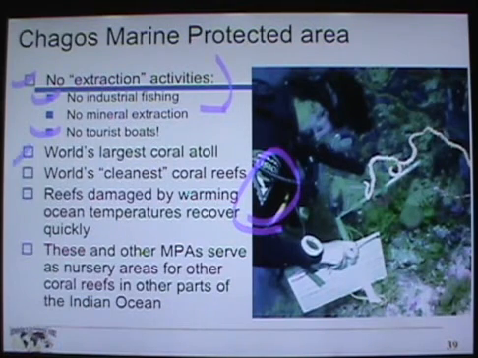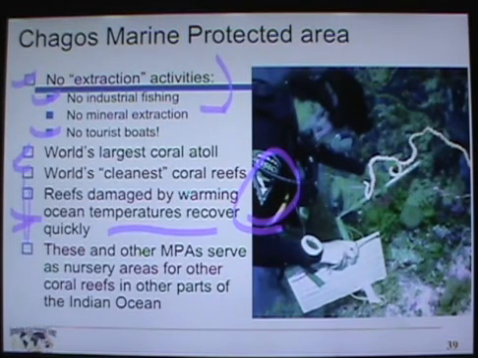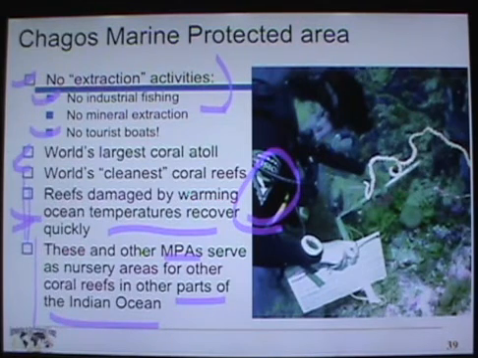The world's largest coral atoll, world's cleanest coral reefs. They are damaged somewhat by warming ocean temperatures, but they can recover quickly from that. These and other marine protected areas, MPAs, love my acronyms, don't give up my acronyms, serve as nursery areas for coral reefs in other parts of the Indian Ocean. They are spreading, continuously repairing these coral reefs in other parts of the Indian Ocean. So there is always a price to be paid.